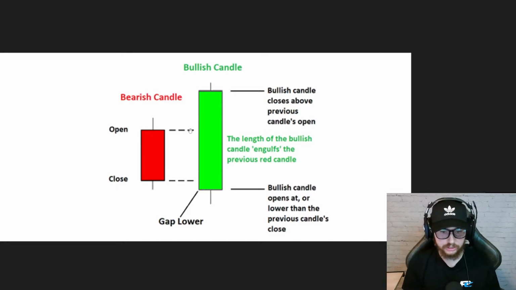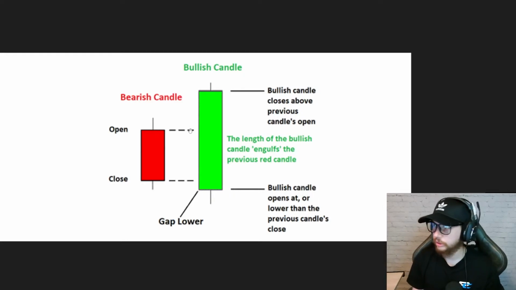Now the new minute starts, which is we're going to go over to the green candle. And a bullish engulfing candle means that the length of the candle itself, the full body, engulfs the entire body of the red candle. So a bullish engulfing candle is where the bullish candle closes above the previous candle's open and opens lower than the previous candle's close. So just try to think of it as this.